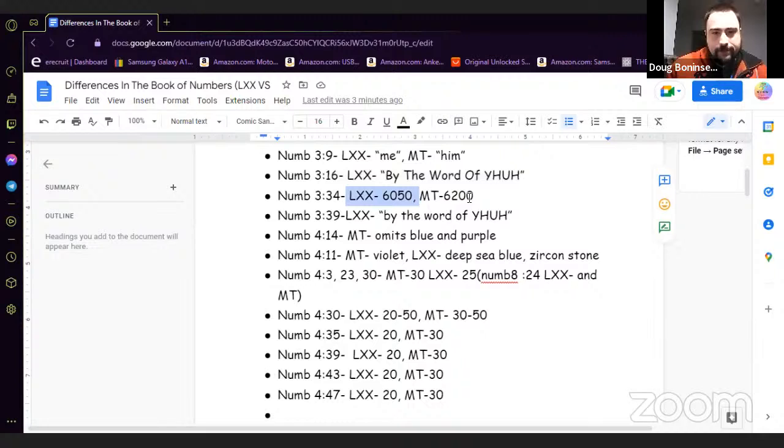When they're taking the census here, the LXX has 6,050. The Masoretic text has 6,200. So we're going to be going to Numbers 3, verse 34.